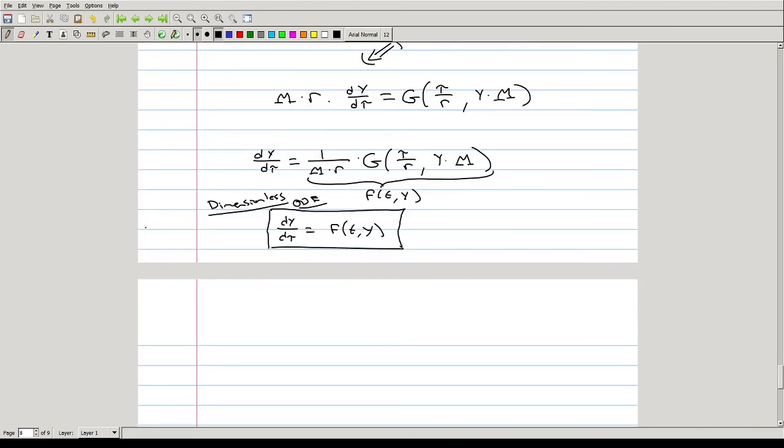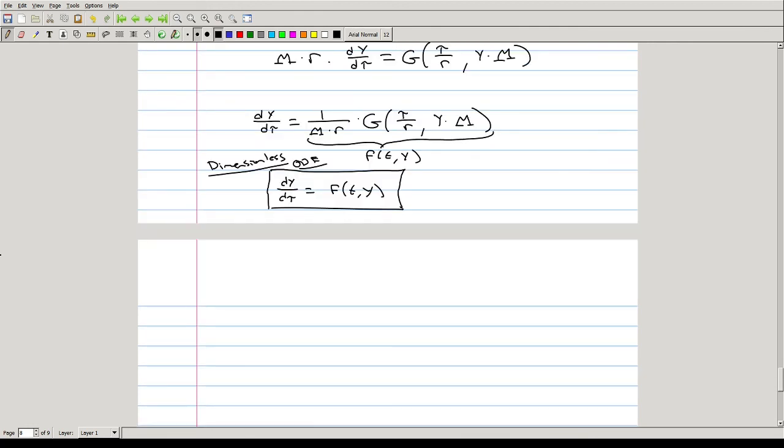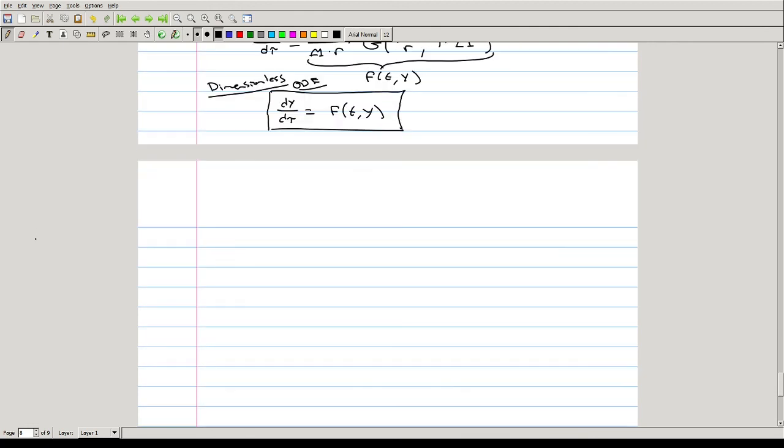And for more advanced non-dimensionalization problems, this is a very, very powerful tool for us. But for relatively straightforward ODEs like the ones we have right now, the first order, this is still a very helpful tool because it simplifies the analysis.